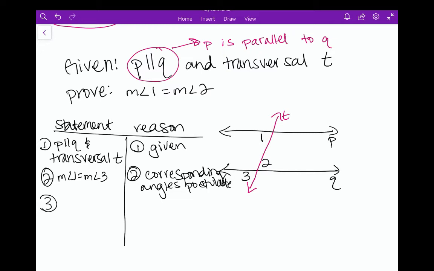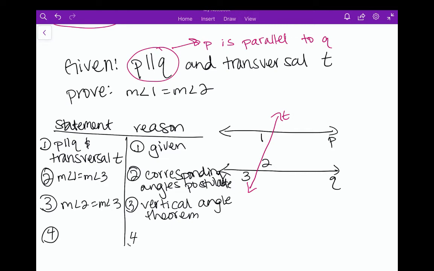Now, I also see vertical angles here. Measure of angle 2 equals measure of angle 3. That is the vertical angle theorem, which we already proved. So I have that 1 equals 3 and 2 equals 3. Therefore, I can conclude if 1 equals 3 and 2 equals 3, that 1 equals 2 by the transitive property.